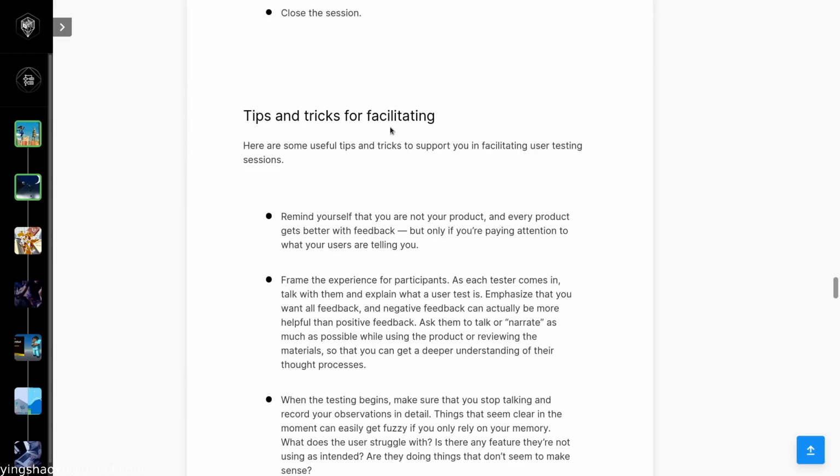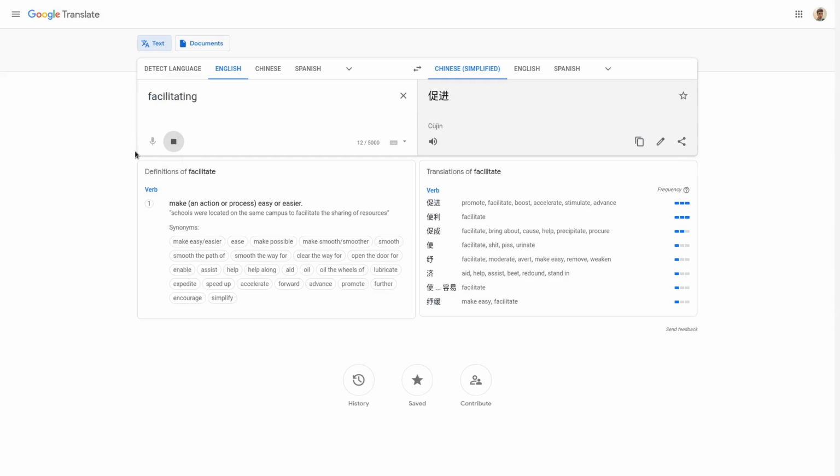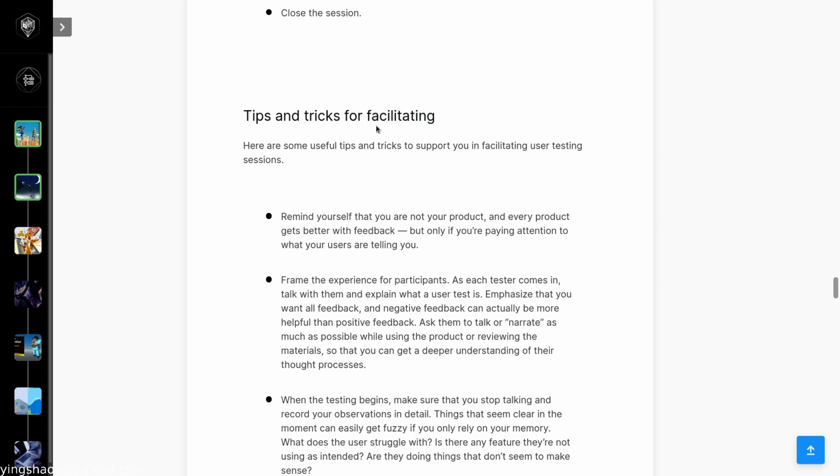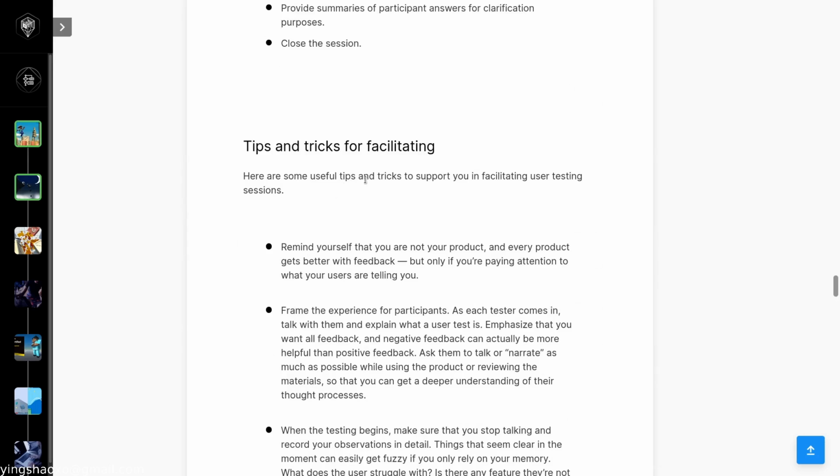Tips and tricks for facilitating. It's probably another word for structure. No? Facilitating: make something easy or easier. Tips and tricks for simplifying or making improvement of, or let's say make something easier. So here are some useful tips and tricks to support you in making such user sessions.